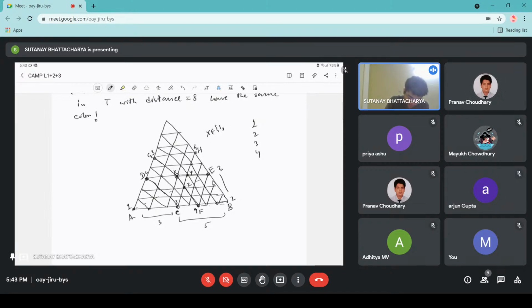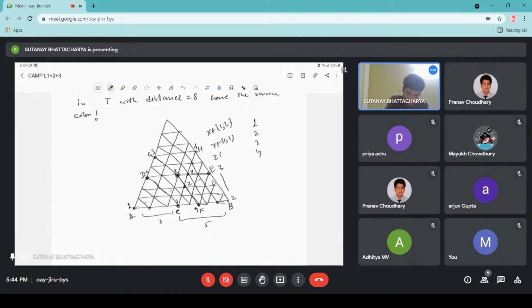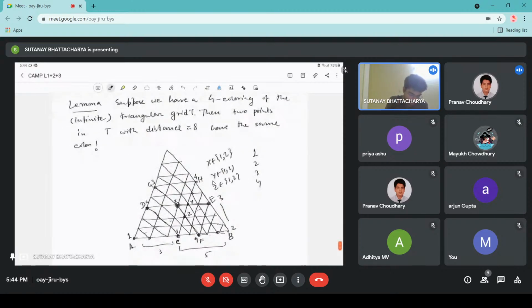In fact, by the same logic, because of D and C, Y also has to be either 1 or 2. And the same with Z. It has to be either 1 or 2. But there are 3 points and 2 colors, and the pigeonhole principle gets the rest done for us. So we have proved this lemma: 2 points in T that have distance 8 always have the same color in this triangular grid.